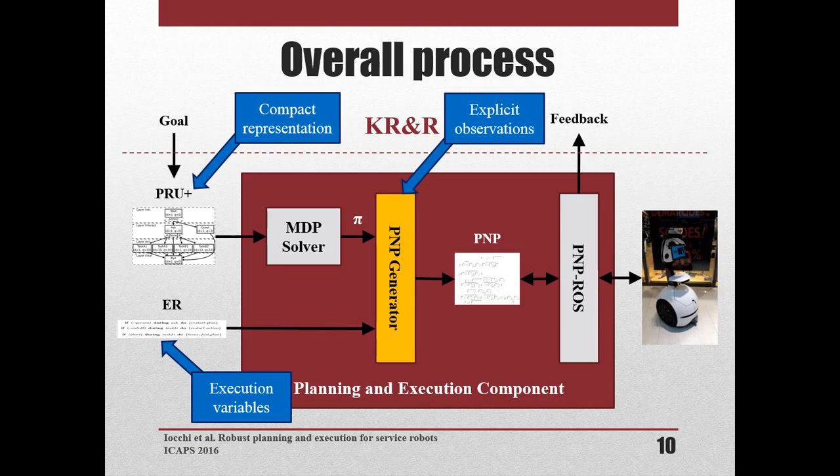So what are the features of this system? Okay, here we have the compact representation of the MDP. Here we have a mechanism for explicit observations, so we do as little sensing as possible in order to avoid the impact of sensor noise on the decisions of the robot. And these execution variables are interesting because they are separated from the variables that are used at planning time. So I can increase the complexity of the final plan without affecting the complexity of this plan. So these execution variables do not increase the difficulty of planning at this time.